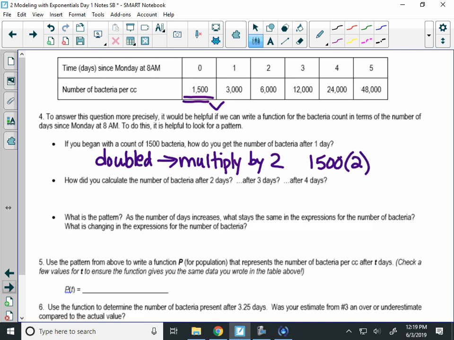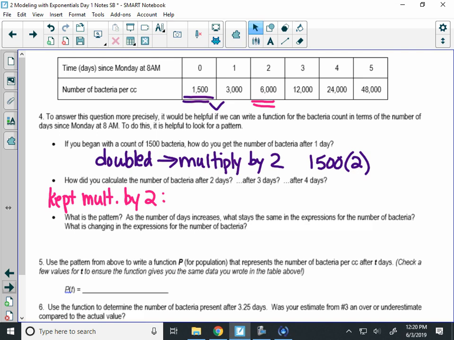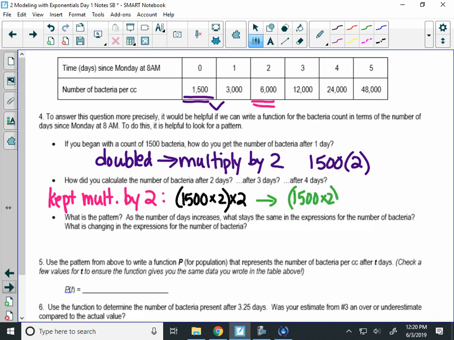Now, how did we get the bacteria count after 2 days? Well, for after 2 days, which is that 6,000, we kept multiplying by 2. And here's what that looks like. We took that 1,500 times 2, and we multiplied it by 2, right? That's how we got the day 2 count. And then for the next one, we would have taken that same value, 1,500 times 2 times 2, and multiplied that by 2. We just kept multiplying our values by 2 over and over and over.